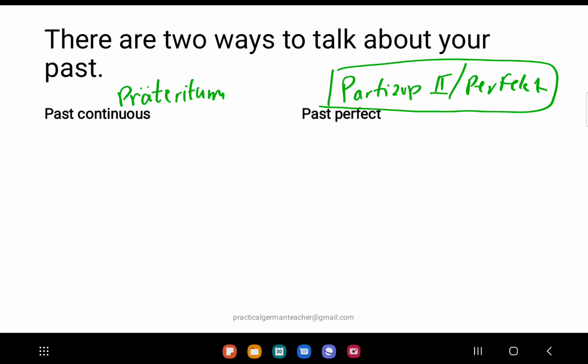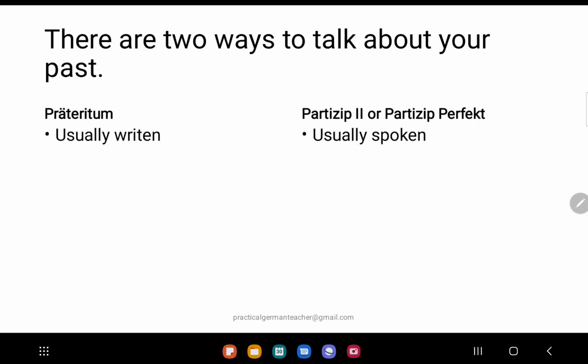But why did I say that? There is a reason behind it. So let's look at that. Präteritum is usually written. What do I mean by written? Not emails, but books. It is also used in very formal situations. For example, news anchors use this, newspapers use this, right?